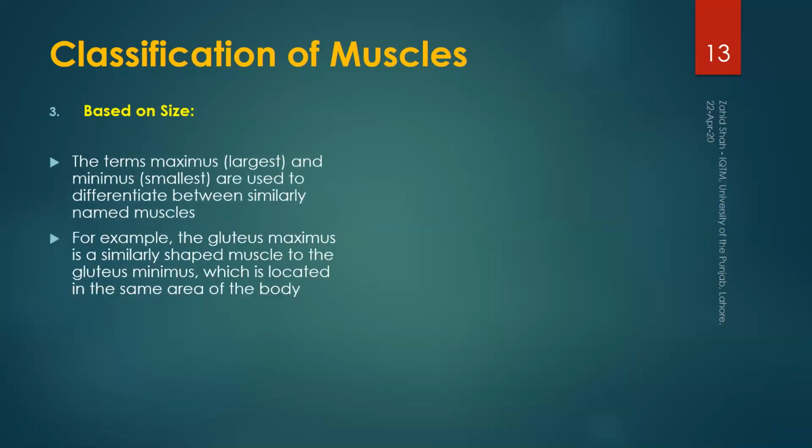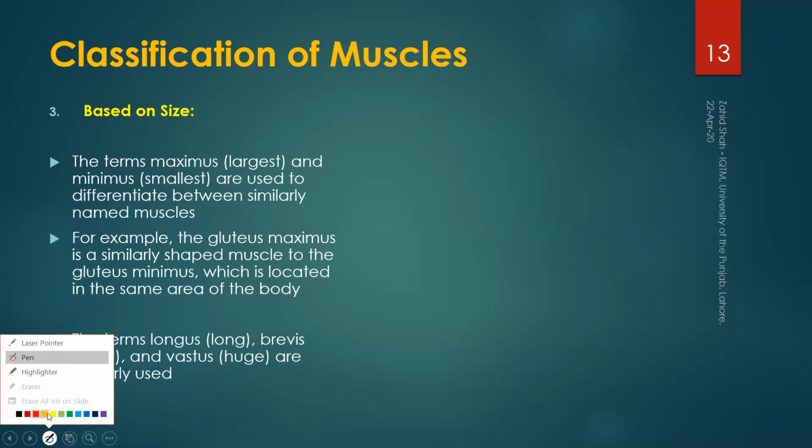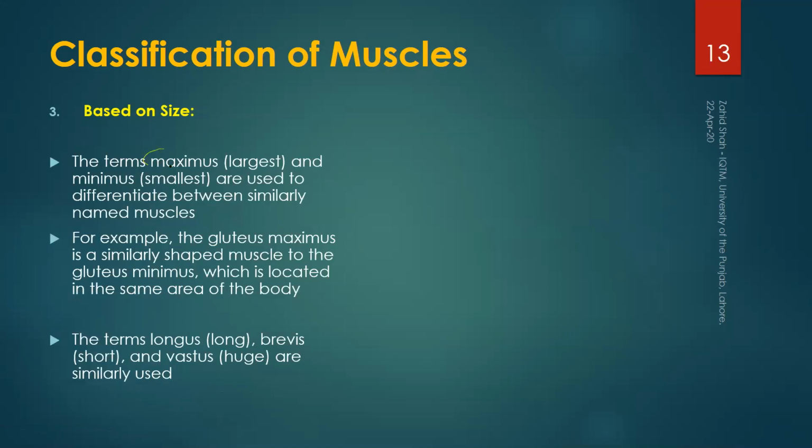Muscles can be named based on size as well. Muscles that have, for example, the word maximus are the larger muscles, the larger of a group of muscles. Minimus means they are the smaller of the group of muscles. Similarly, you can see the words longus, long, brevis, short, vastus, huge or wide. So similar words can be used to identify the size of the muscle.